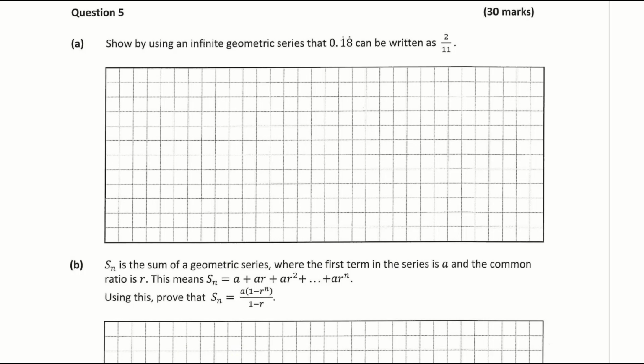Question 5a, you show by using an infinite geometric series that 0.18 recurring can be written as 2 over 11. So you notice here with the 0.18, it has the two little dots above them. Basically what that means is that it's recurring. It's 18, 18, 18, 18, all the way to infinity basically. So it's a recurring decimal.